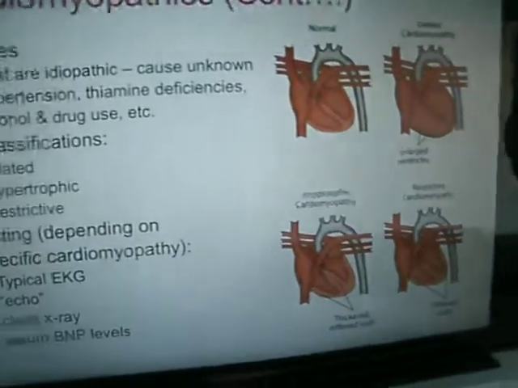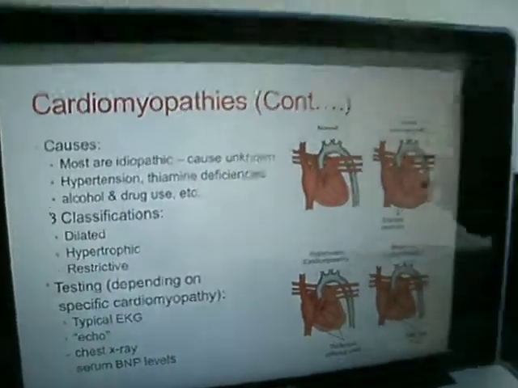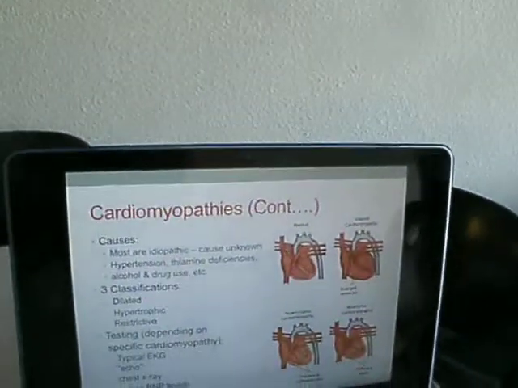So testing for cardiomyopathies depends on the specific type, but you have your typical EKG, your echocardiogram, your chest x-rays, and your serum BNP levels. BNP stands for B-type natriuretic peptide, and those levels will be higher if you're experiencing heart failure. So those are the basic forms of cardiomyopathies.